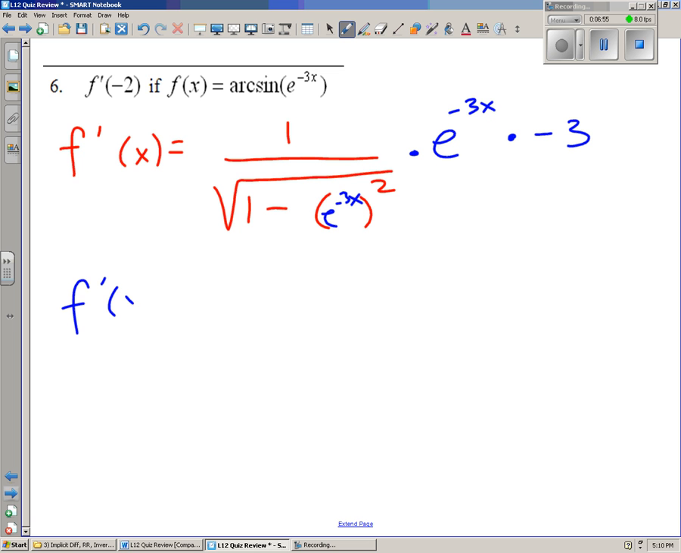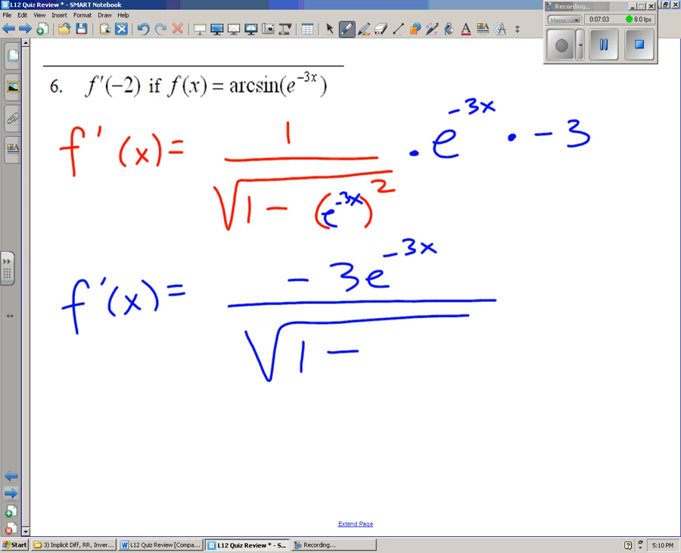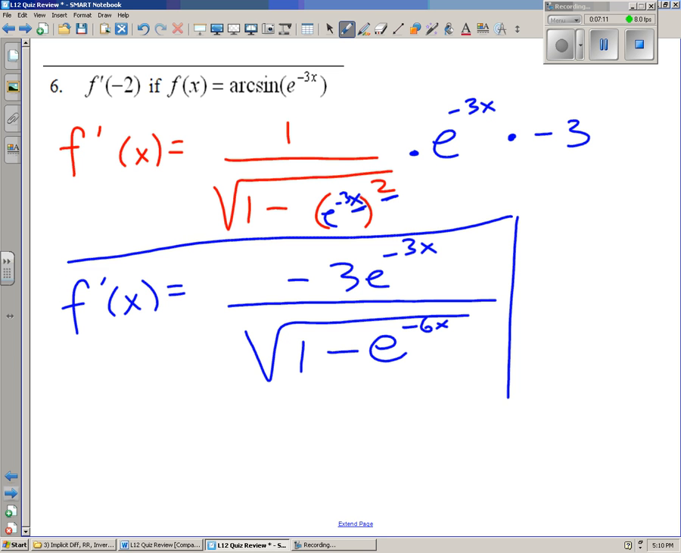So altogether here, in the numerator of a fraction, I would have negative 3 e to the negative 3x over square root of 1 minus e to the negative 3x squared. We multiply exponents. When we raise exponents to exponents, we would get e to the negative 6x. And there would be your final answer.